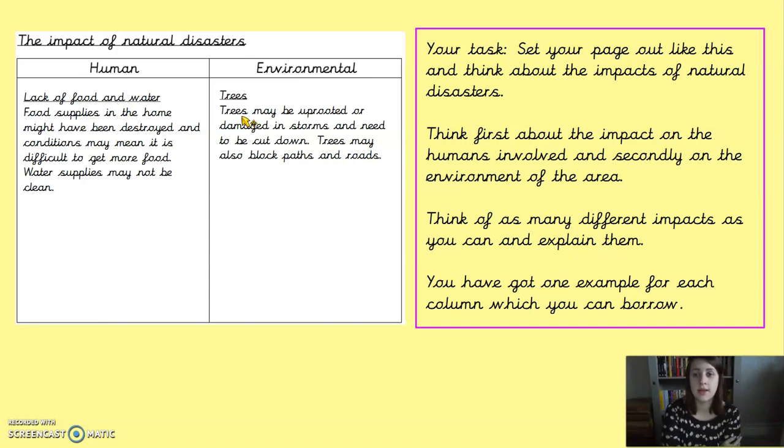On the screen there are two examples for you to get you going, to give you an idea. So you're going to write what the impact is and explain a little bit about it. Why is that an impact? How does that happen? Okay, so you can bullet point it. Try to write in full sentences, but think and gather as many different things as you can. Think of the range of different natural disasters that can happen.